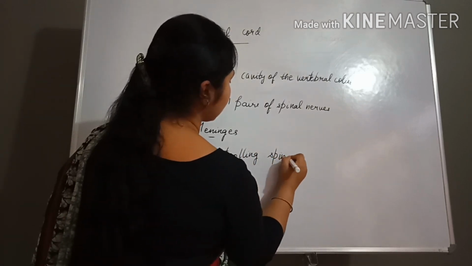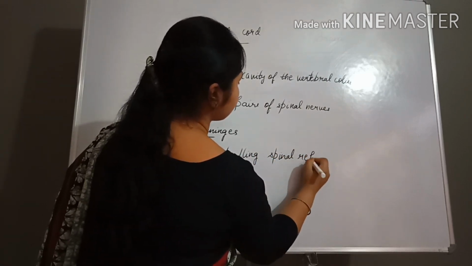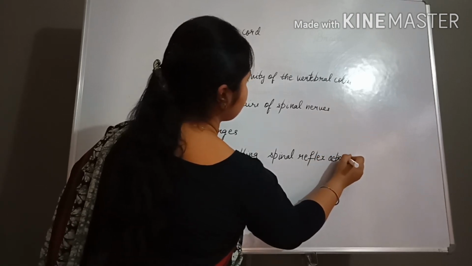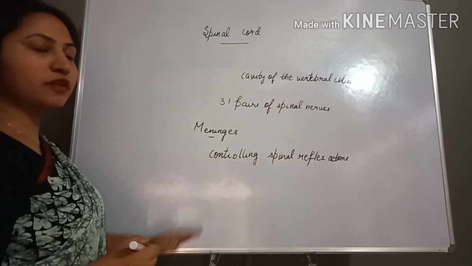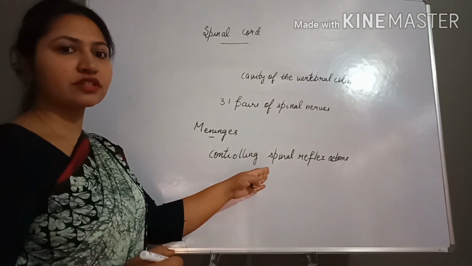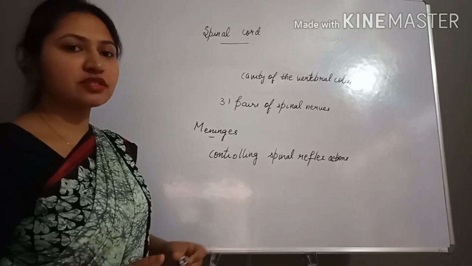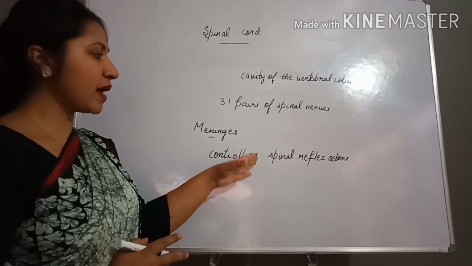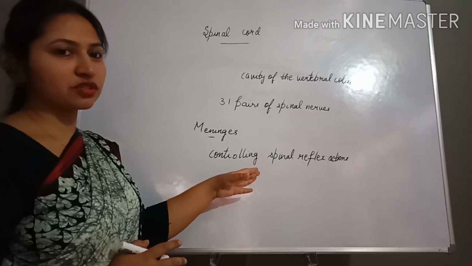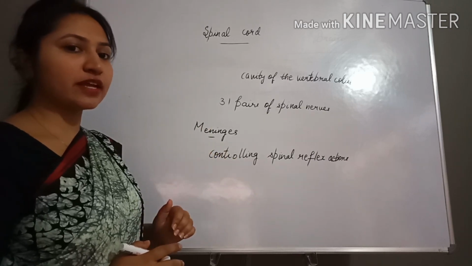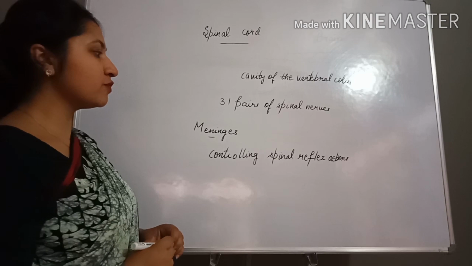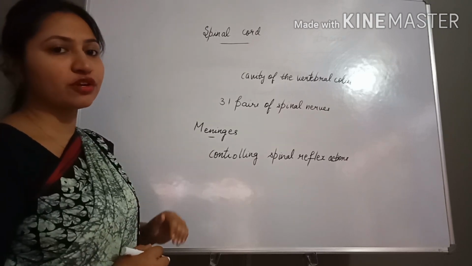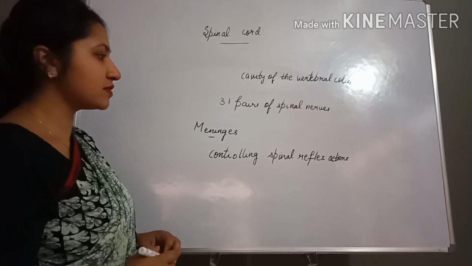spinal reflex actions. It is responsible for controlling the spinal reflex actions. What are spinal reflex actions? Spinal reflex actions are those actions in which the spinal cord processes the information, and cerebral reflex actions are those actions in which the cerebral, meaning the brain, is responsible for controlling the reflex actions.